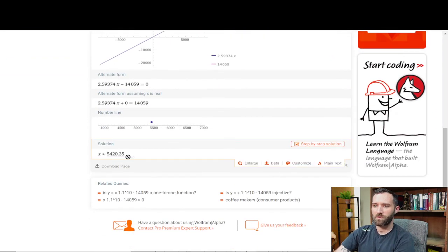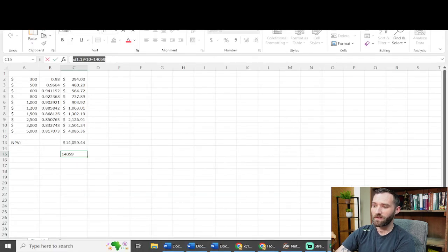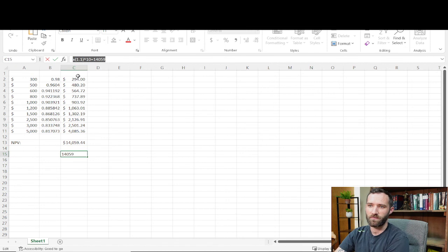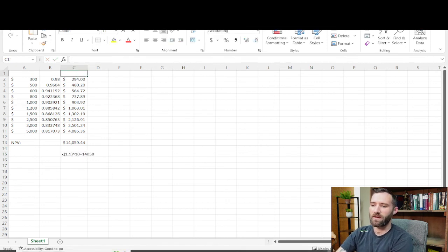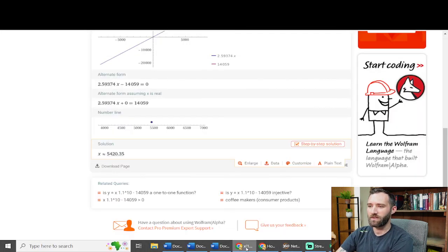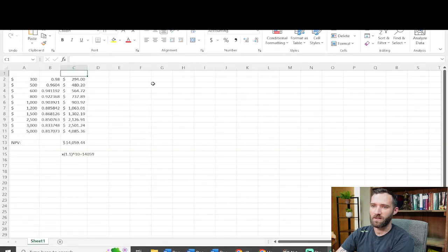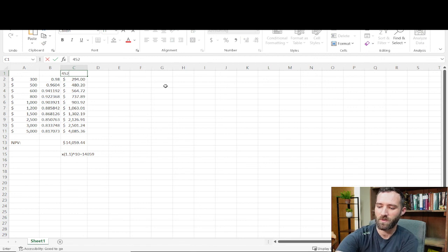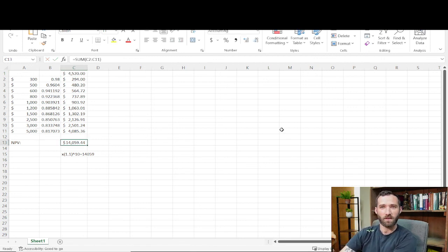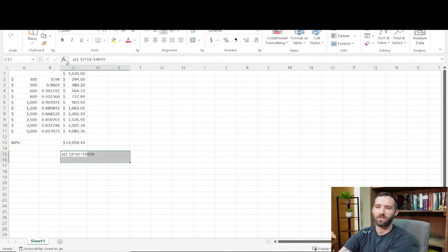So X equals $5,420. So if I'm correct about these future cash flows of this business, and I pay $4,520 now, I wait 10 years. At the end of it, I have $14,059, or well, that's the net present value, and I have an inflation-adjusted return of 10%.